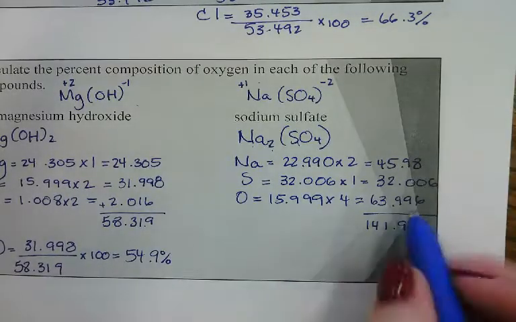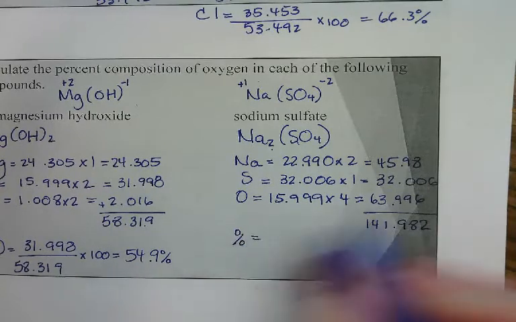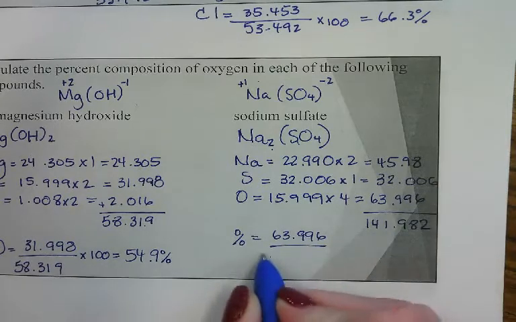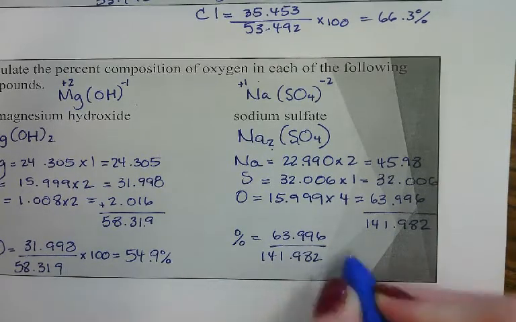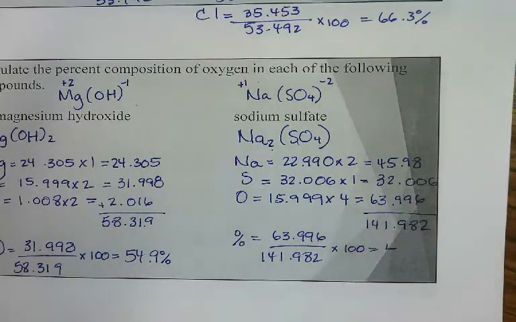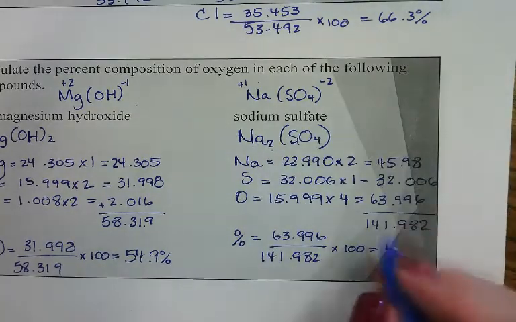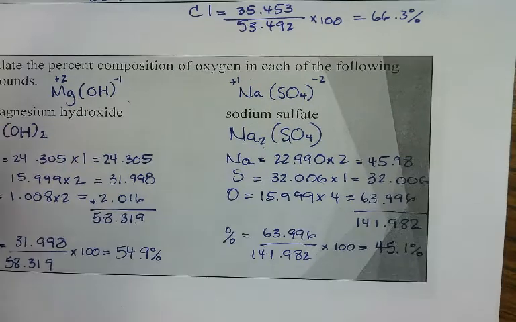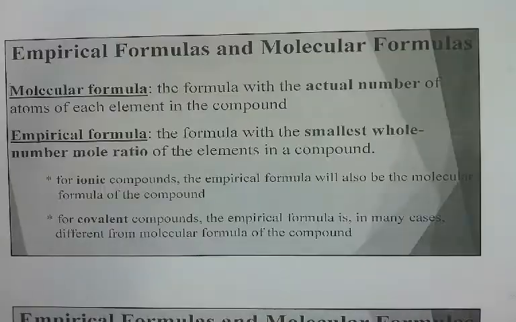So all I need is oxygen. The percentage of oxygen is the part divided by the whole thing times 100. So we're going to go 40. You know what? Let's go 45.1%. 45.1% of sodium sulfate is oxygen. So that, children, is percent composition. That's the first part of the math we're doing today.